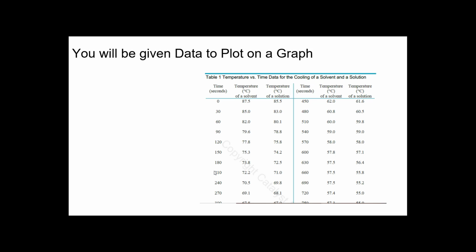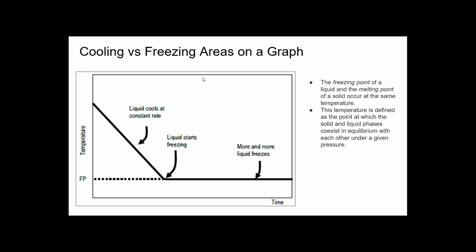You're going to be given data to plot on a graph. This is from your PDF, but it's going to look better than this. So this one has the temperature of your solvent. This has the temperature of your solution. But when you're doing the data report, you'll be given both of these separately. So you'll have one that gives it just for the pure solvent, and you'll have one that gives it for the solution. Okay, so when you graph, there's something that you need to pay attention to.